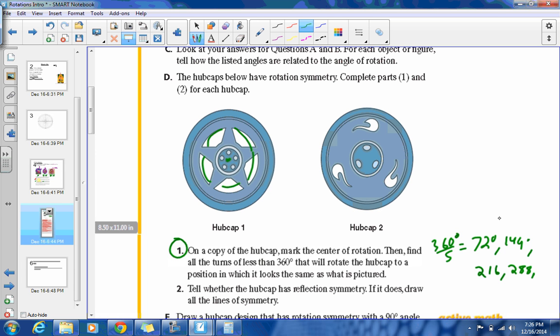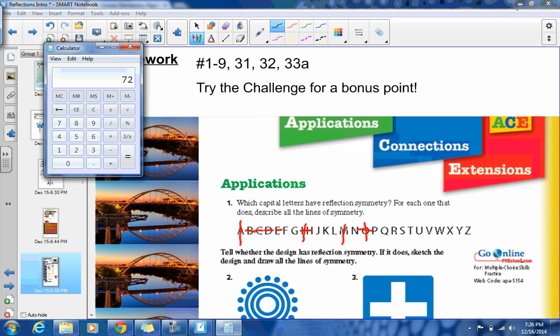All right. Tell whether the hubcap has reflection symmetry or not. If it does, draw the lines of symmetry. This one to the left, which is what we're looking at, does. There's reflection symmetry, and there are several lines of reflection symmetry. If it were perfect, that's what it would be. So good review of reflection symmetry and rotation symmetry.